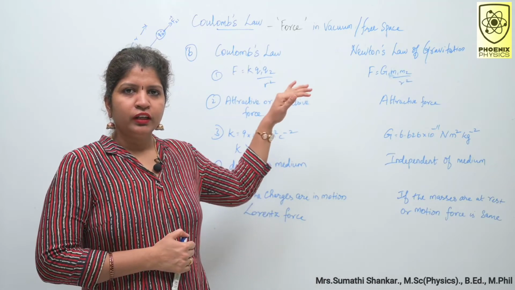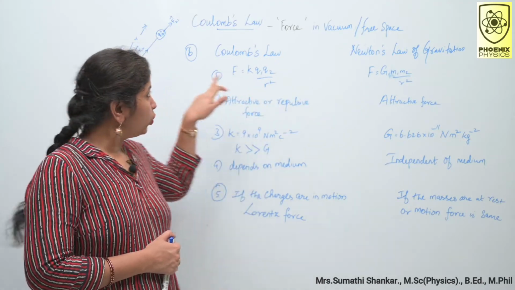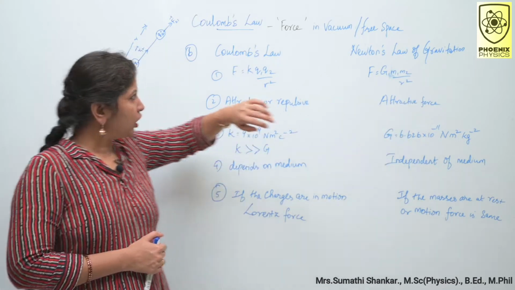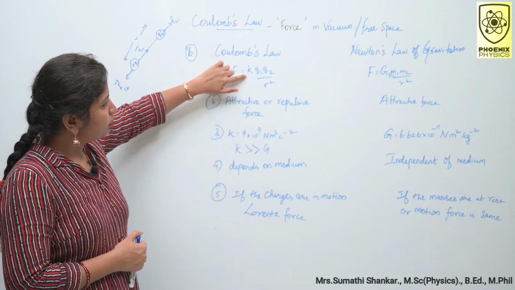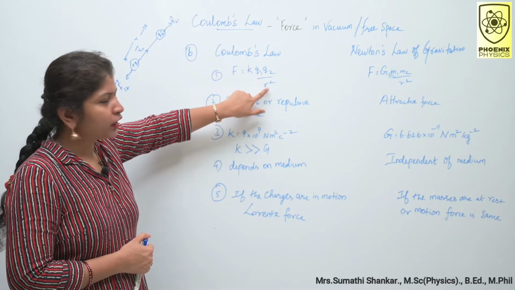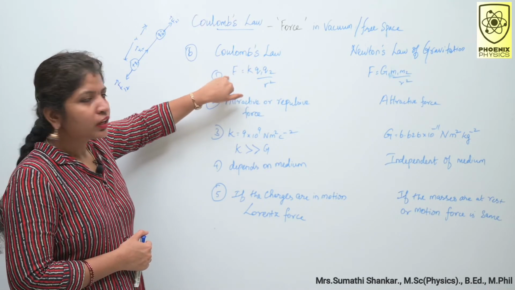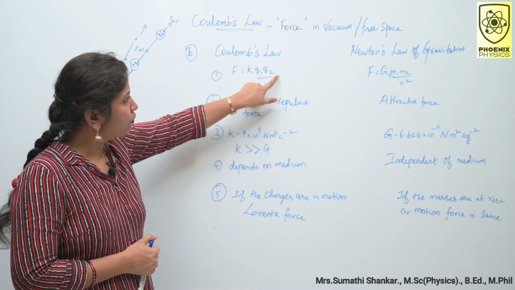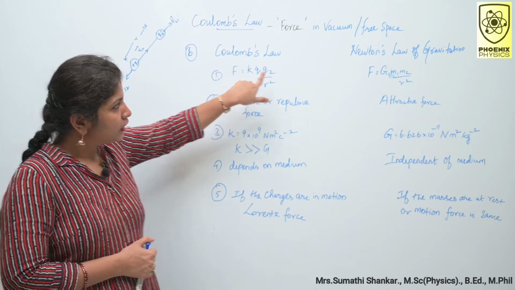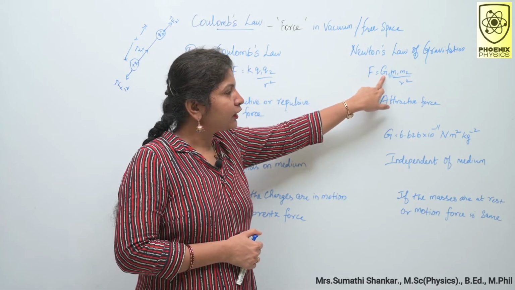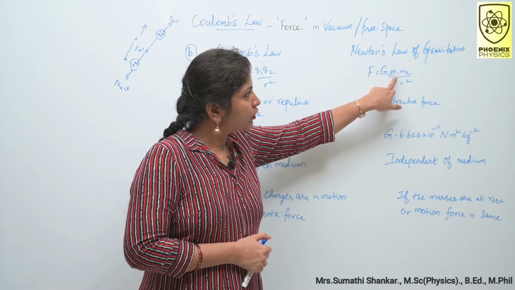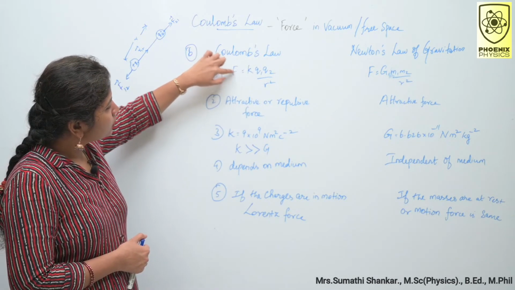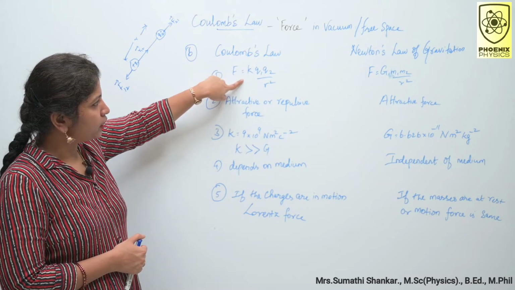Sixth point, here they compared Coulomb's law with Newton's law of gravitation. What is the formula? You know that F is directly proportional to Q1 Q2 by R square. That is, force is directly proportional to the product of the magnitudes of two point charges. Here the force is directly proportional to the product of two masses, and the force is inversely proportional to the square of the distance.